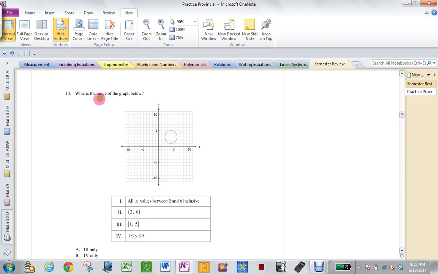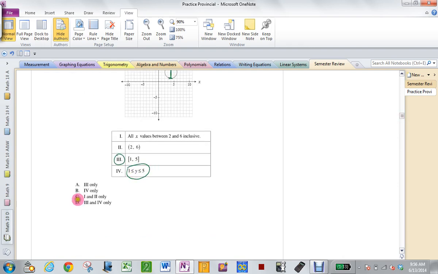Range of the graph below. Range. That is the y's. So I go to here and I color in the y's. That is 1 up to 5. So that one works. Square brackets 1 to 5. But you will also notice for number 14 that this one also works, because that's 1 to 5. So it has to be D.